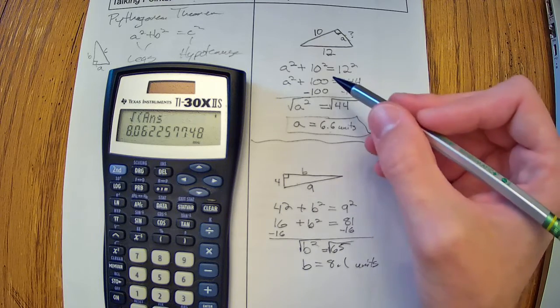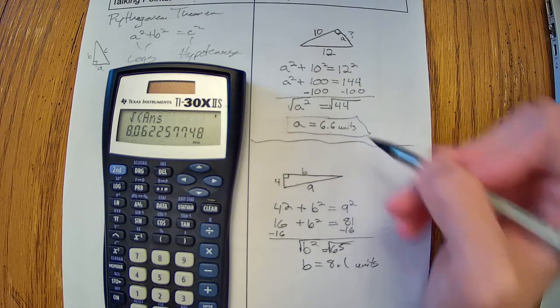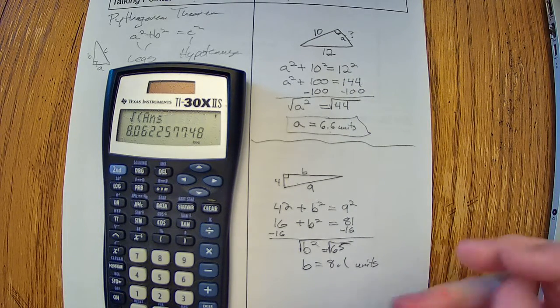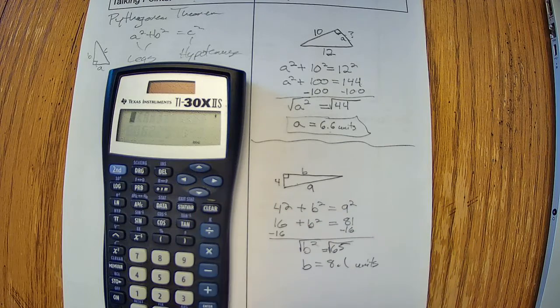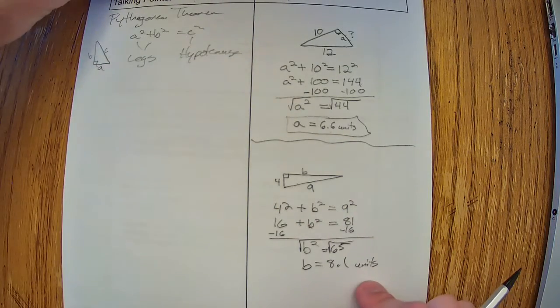We're going to have to figure out that leg measurement, and we do so by subtraction, and then in the end, we take that square root same way we've done before. Let's try one more.